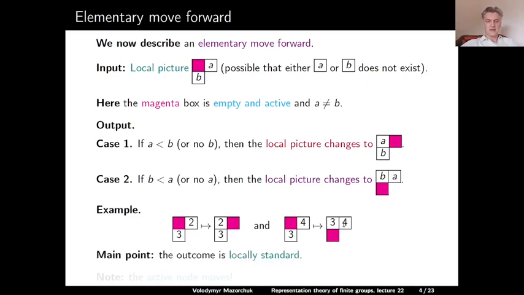And the two main points to notice here are, first of all, that in this local picture the outcome is locally standard. So in this picture, 3 and 4 increase left to right, and here 2 and 3 increase top to bottom. And also that the active box moves. So the active box moves either to the right or downwards.